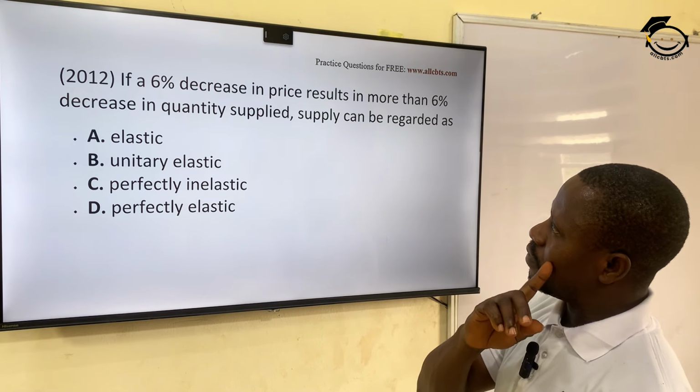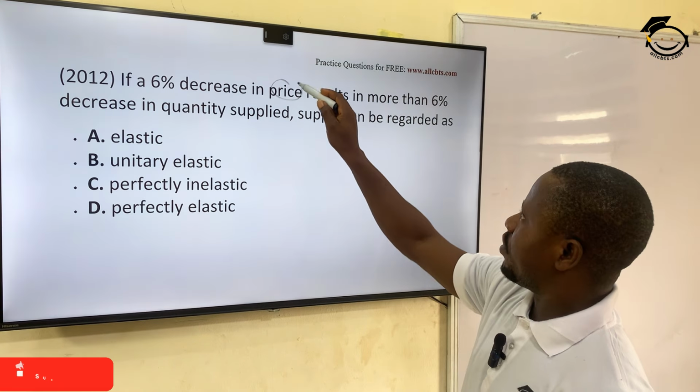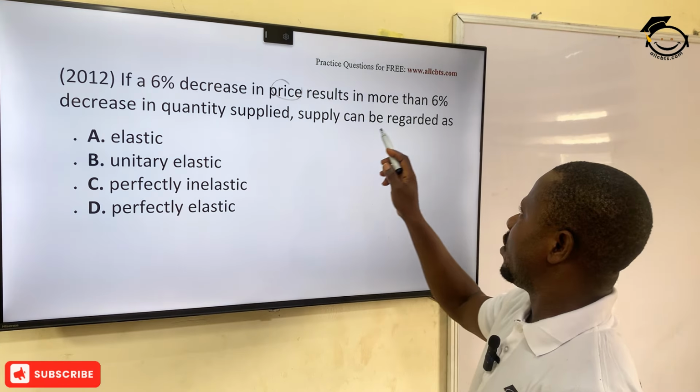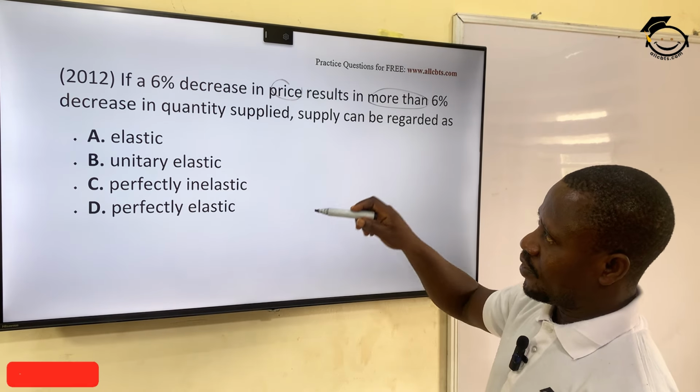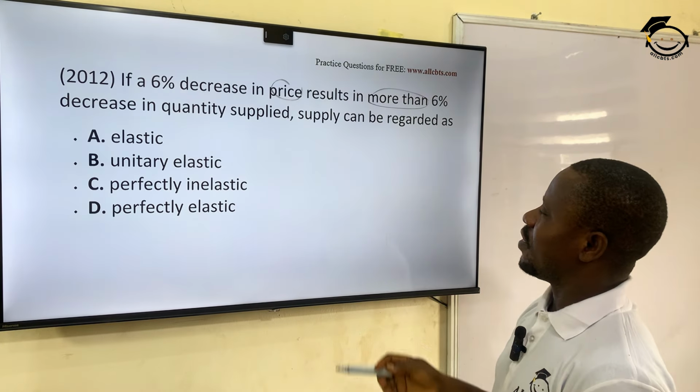If a 6% decrease in price results in more than 6% decrease in quantity supplied, more than, mind you, more than. As there's a decrease in price, there's a more than proportionate decrease in supply. So what do you say?